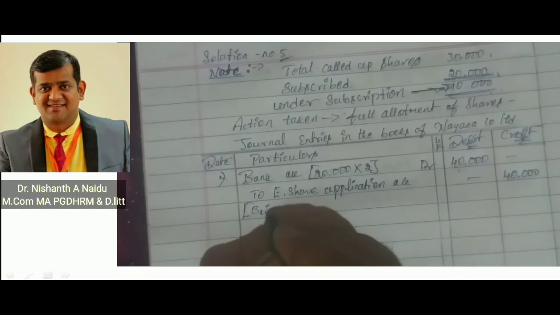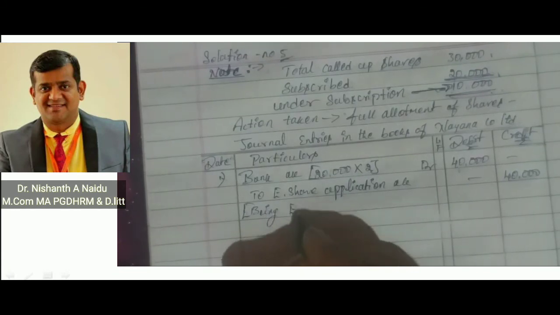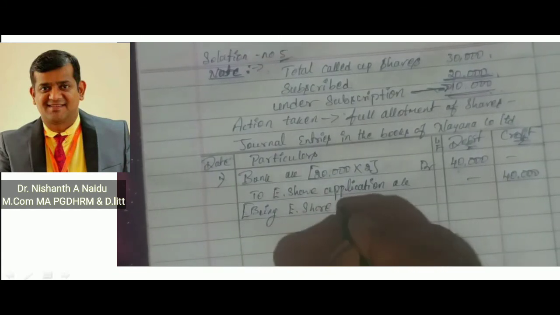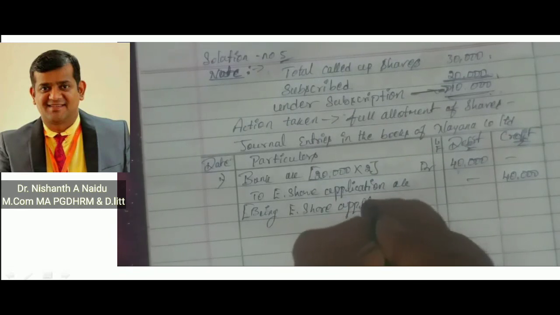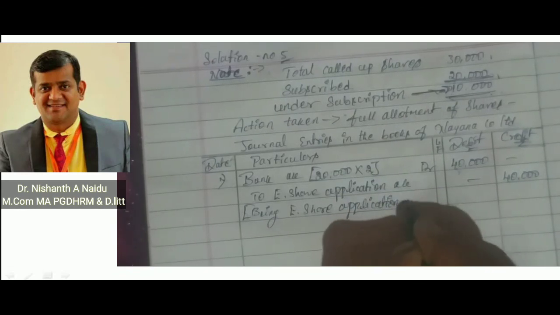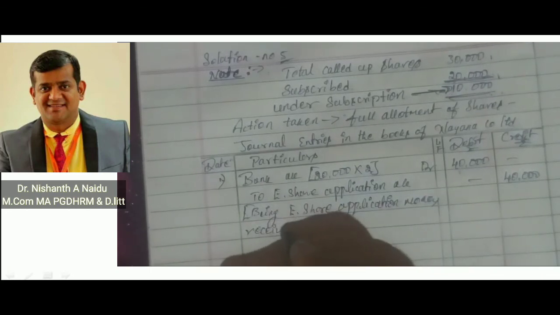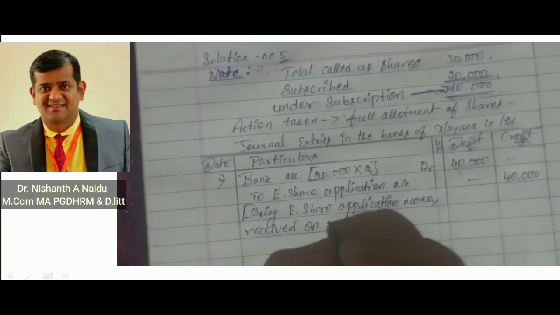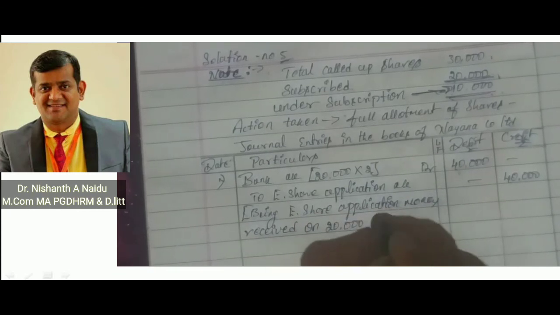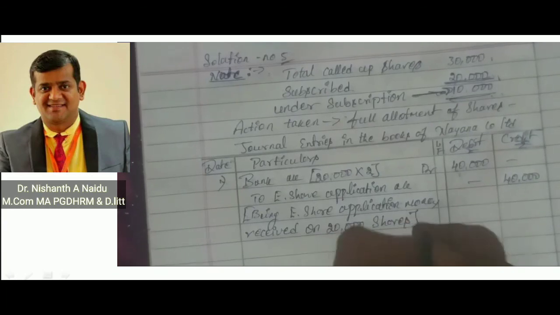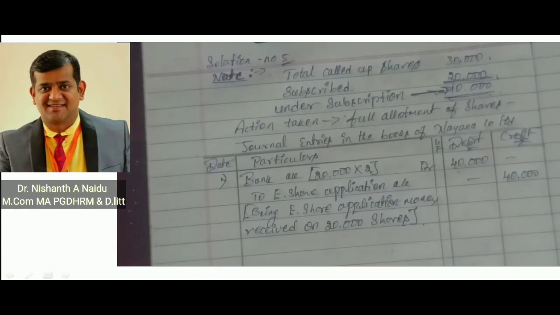40,000, being equity share application money received on how many shares? 20,000 shares. So you have to mention the number of shares, because the public has applied for less number of shares than the offered. Okay, less number of shares than the offered. So we have to do that.